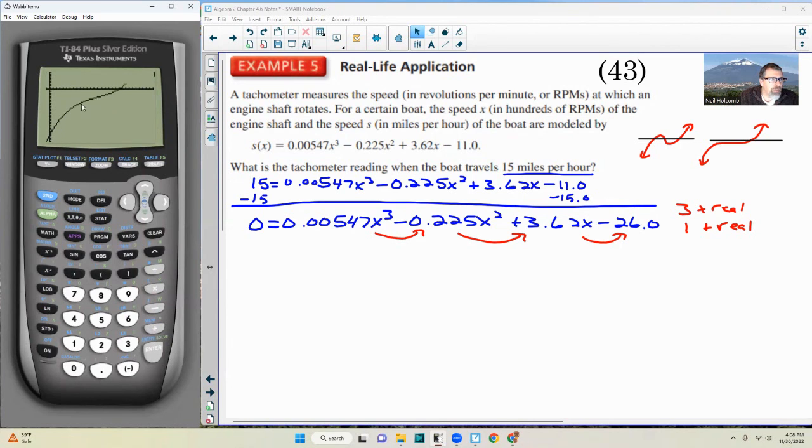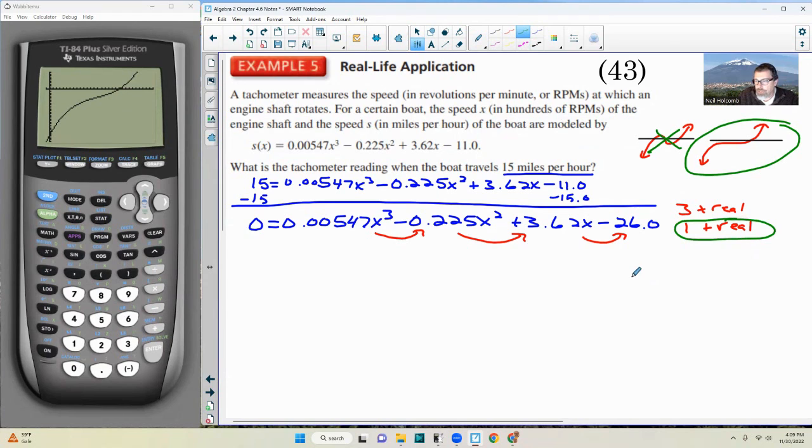Coming up, crossing, turning, going back up. So there is only one real solution. It did not do this. It's crossing the x-axis once. It came up, it flattened out a little, it went up again. It's going to go up to infinity. So it is this scenario, not this one. So it's one real solution. Now I want to know what that solution is.